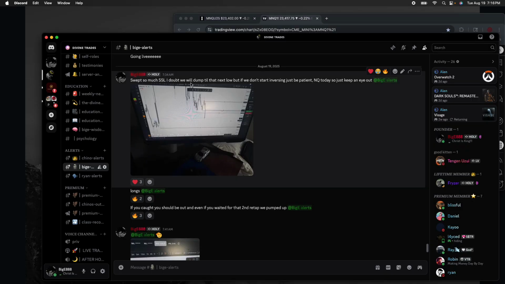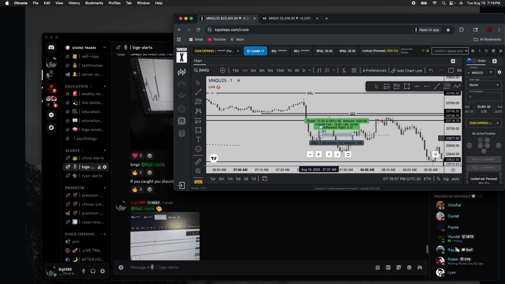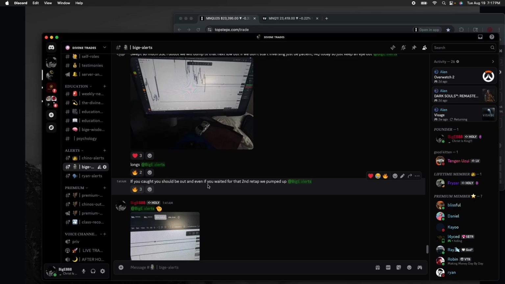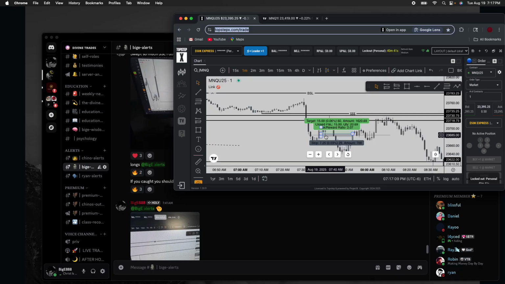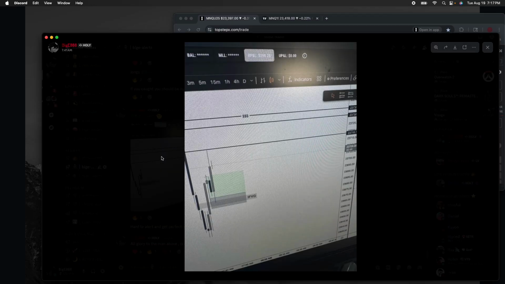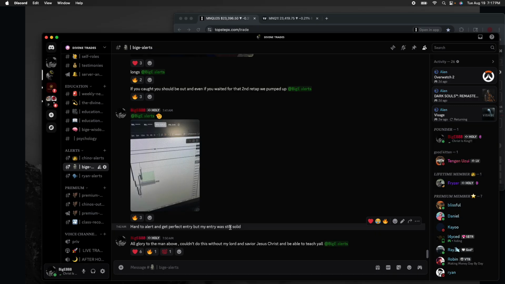Here I said it swept so much sell-side liquidity that it will dump till that next low right there. But if we don't start inversing, just be patient. NQ today, I alerted that I was in longs at 738, which was exactly when I was trying to get into that perfect retap. And if you caught that, you should be out, even if you waited for that second retap. We pumped up at 7:41 a.m., right about here, see that? Hit our TP. So yeah, showed the profits, the play. It's hard to alert and get a perfect entry, but my entry was so solid.